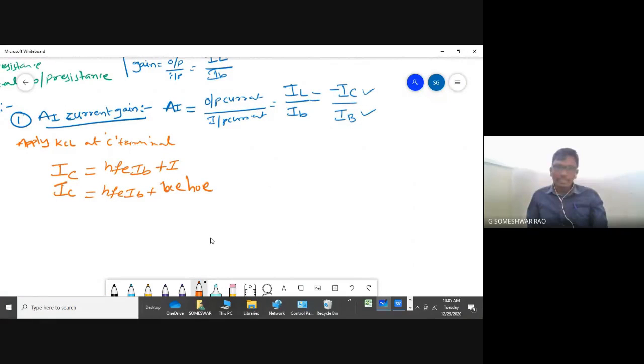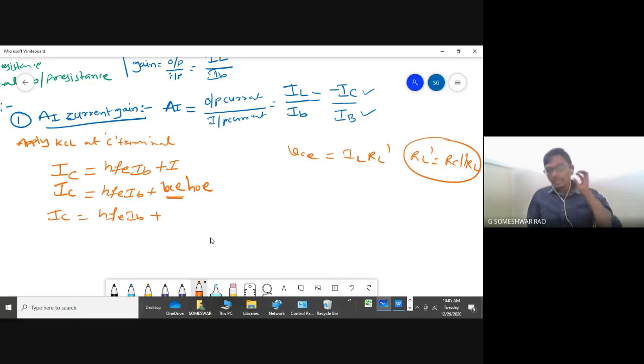Okay, now we understood that VC is equals to IL into RL dash, where RL dash is equals to RC in parallel with RL. Okay, now what is IC? IC is equals to HFE into IB plus. Now if you take IL, what is IL direction? Can I say that it is reverse direction of IC? Can I make this as a minus IC? Yes or no? Minus IC into RL dash. Yes sir. Very good. So therefore minus IC into RL dash into HOE as it is రాసేసాను.